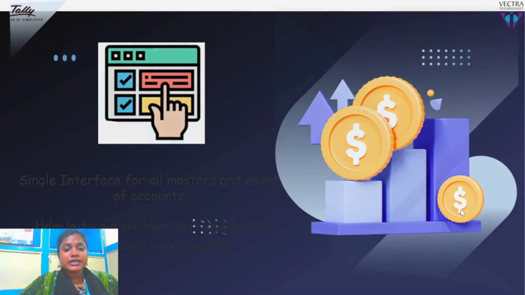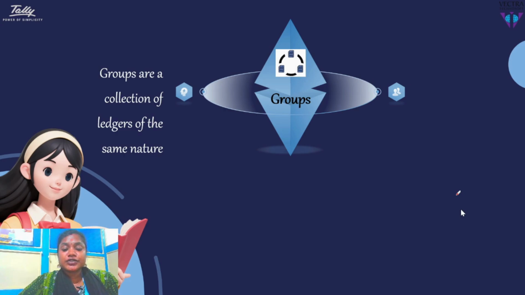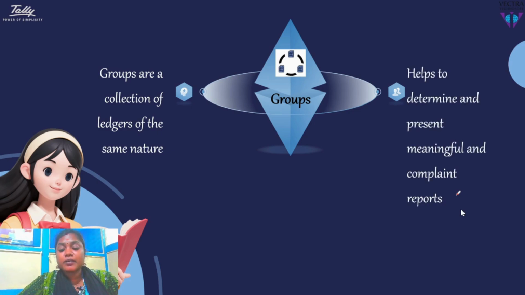So let's understand another concept, groups. Groups are collections of ledgers of the same nature. Account groups are maintained to determine the hierarchy of ledger accounts, which helps determine and present meaningful and compliant reports. For instance, Tally has a default group, Sales Accounts, under which all the sales ledgers are classified.